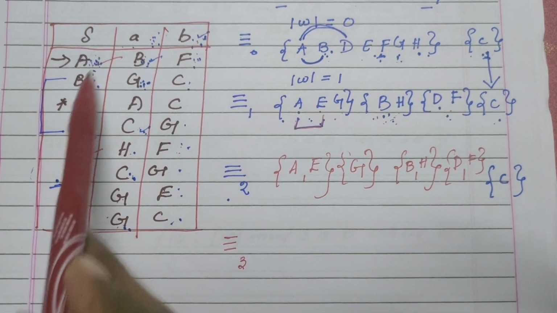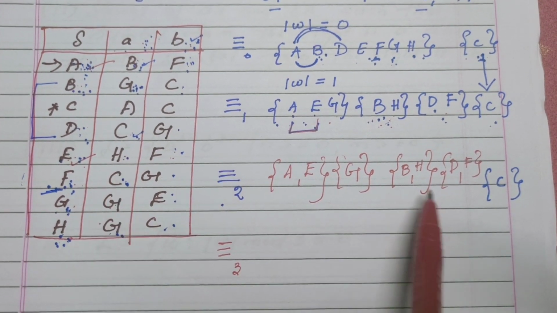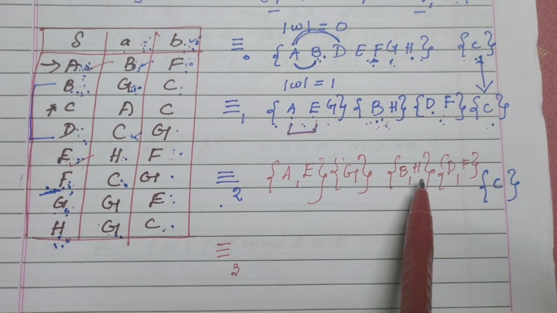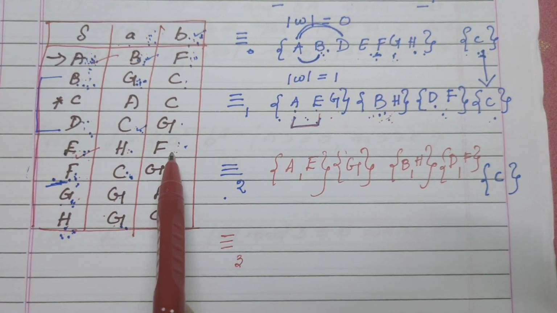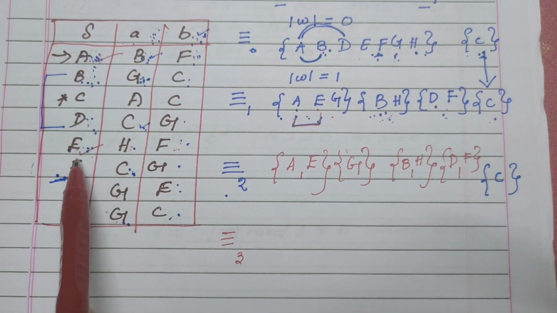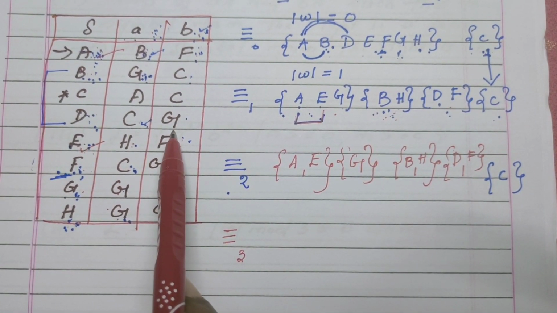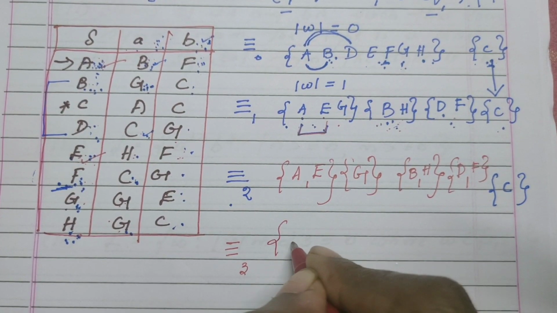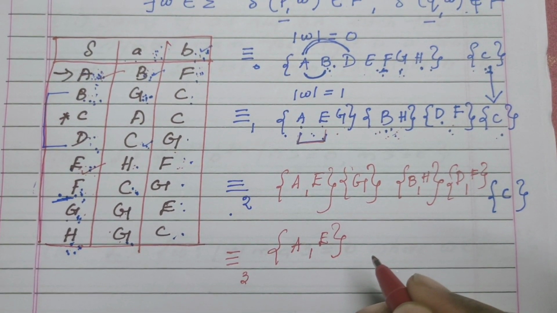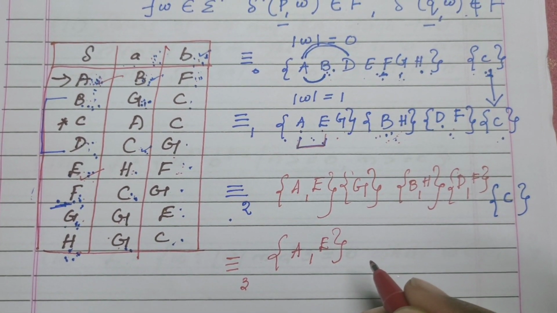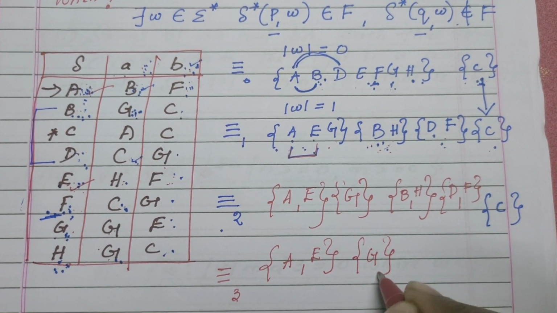Go to AE. A and E on reading A goes to B and H. Same set, because B and H are in the same set. A and E on reading B, it goes to F. So no issues. A and E are still in the same set. Further it is not distinguishable. Now G you have to retain as it is.